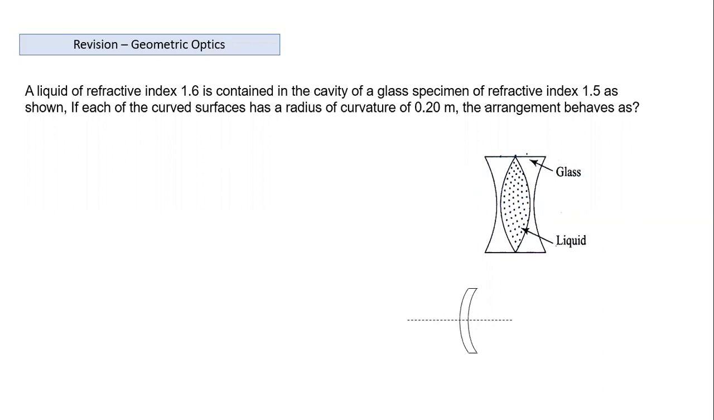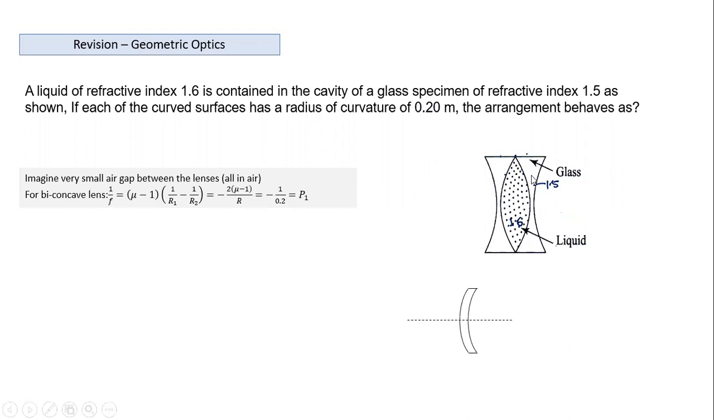What are the mu values given? Mu value of liquid is given as 1.6, and mu value of glass is given as 1.5. The radius of each curvature, this curvature, this curvature, this curvature, all are 20 centimeter or 0.2 meter. What kind of lens will it behave as, and what would be the focal length? How would you calculate? It's a combination of lenses.